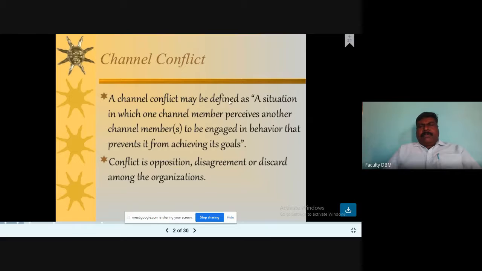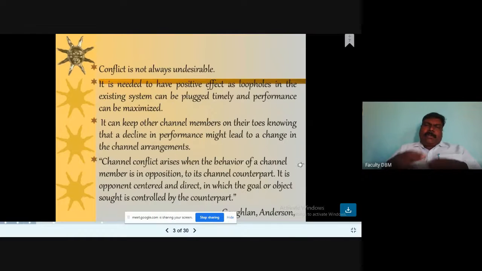A channel conflict may be defined as a situation in which one channel member perceives another channel member to be engaged in behavior that prevents him from achieving goals. The egoistic things come in, and a conflict comes in between the intermediaries. That situation is called a conflict. The conflict is the opposition, disagreement, discord among the organizations. Between the intermediaries, wholesalers, and dealers, there will be some undesirable things going on. It is needed to have a positive effect, as loopholes in the existing system can be plugged in time and performance can be maximized. So we have to see that the negative thing doesn't happen.